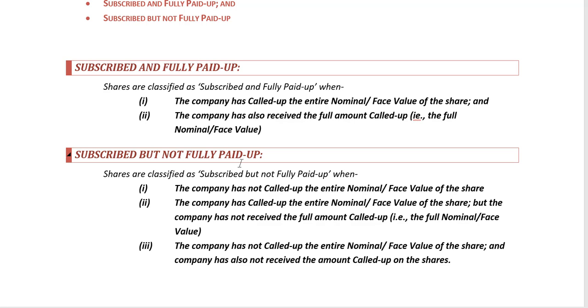So we just understood how to depict notes to accounts for share capital and how to disclose the share capital in the balance sheet of the company. In the upcoming video, we will do a few example sums to demonstrate this concept.